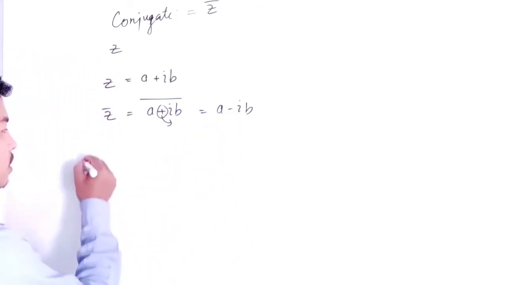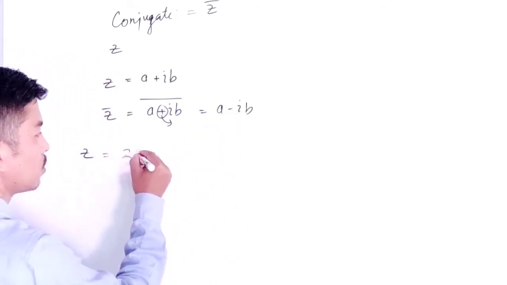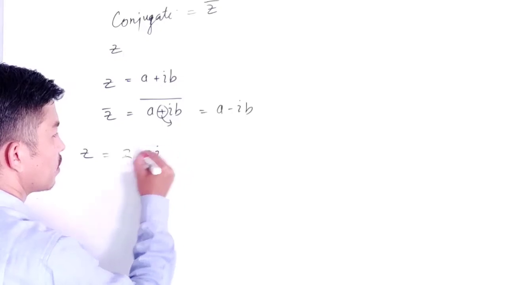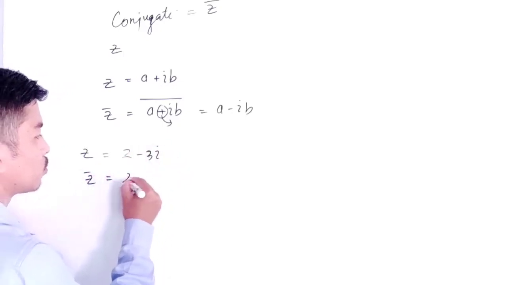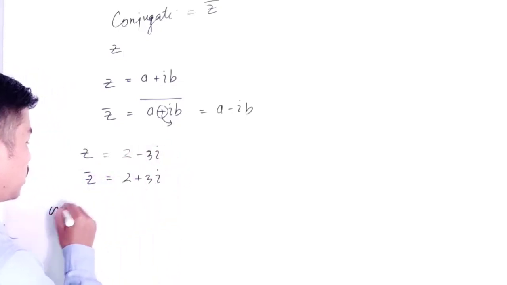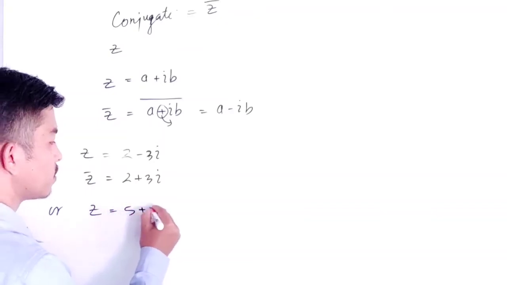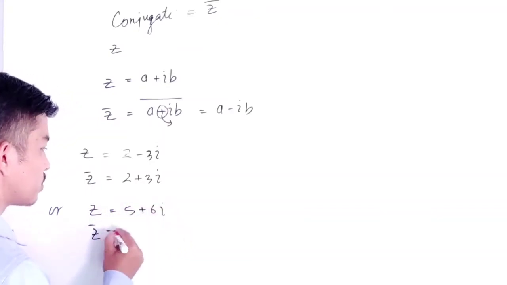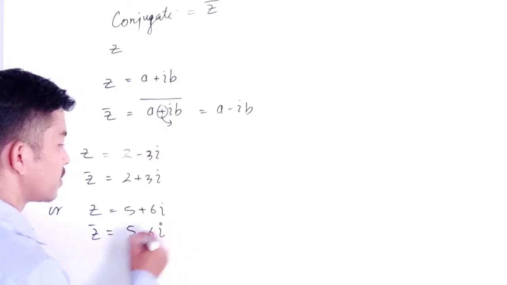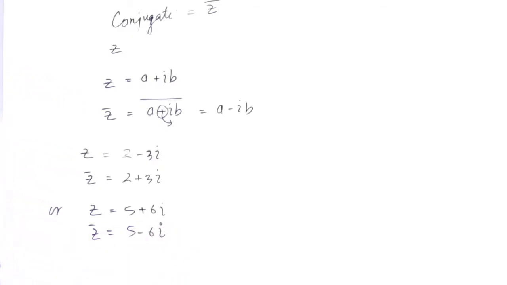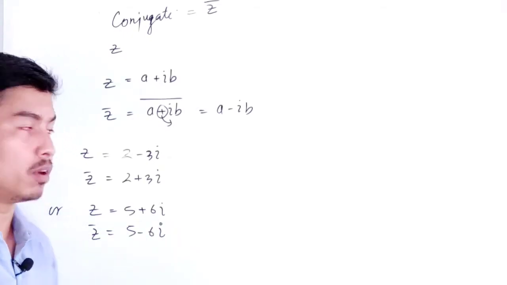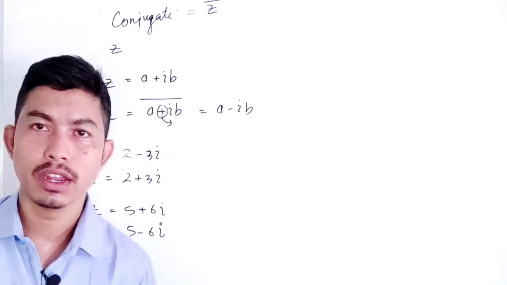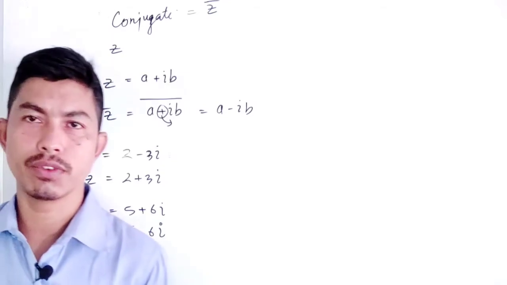For example, if z is 2 minus 3i, its conjugate will be 2 plus 3i. Or if I have the complex number 5 plus 6i, its conjugate will simply be 5 minus 6i. There are some properties related to conjugate numbers, which we will understand with the help of some questions from your book.